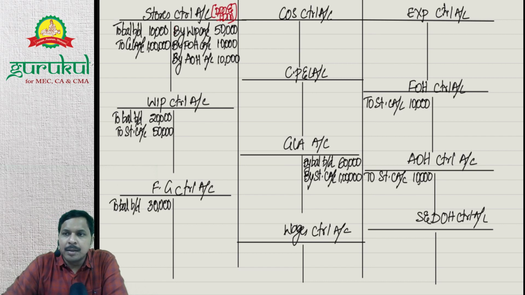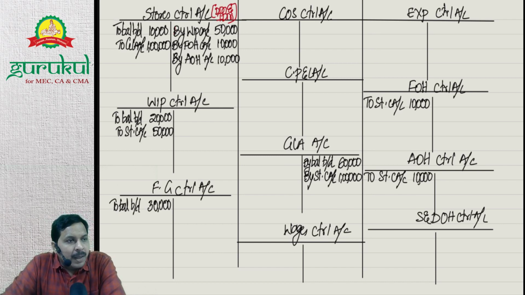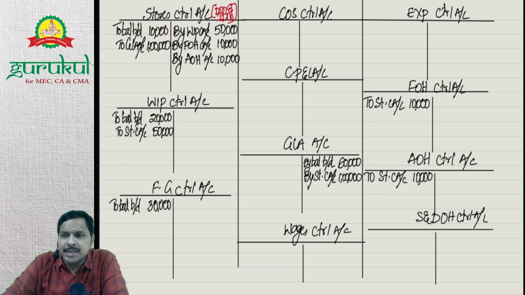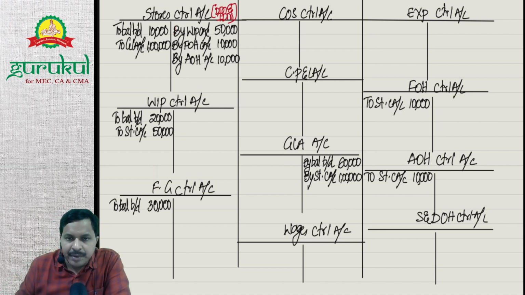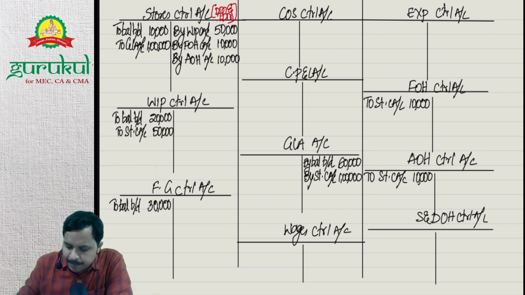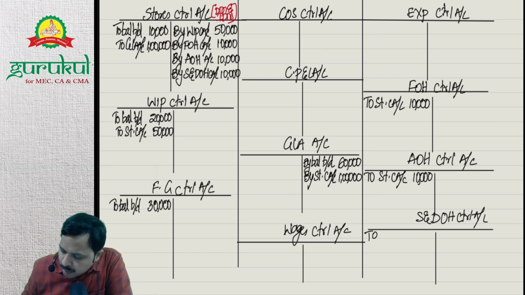Next, indirect material issued to sales department. It should transfer from stores to the sales department. Therefore, it will be classified as selling and distribution overheads. Therefore, it will be selling and distribution overheads control account to stores control account. That is simply for indirect material issued to sales department. So in stores, I am writing by selling and distribution overheads control account. Let us take 10,000. In selling and distribution overheads to stores control account 10,000.